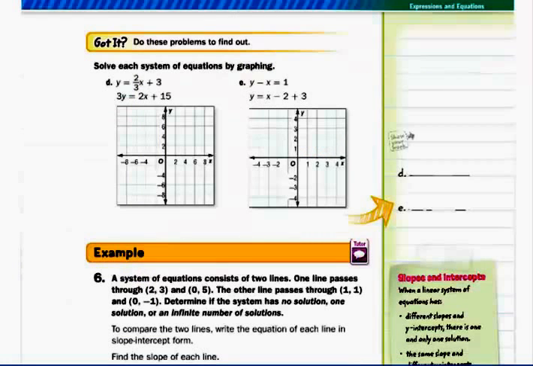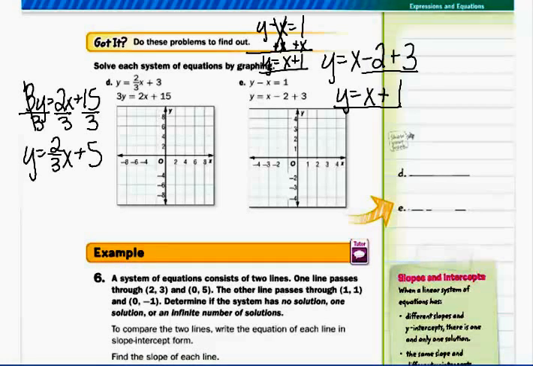Okay, I want you to practice with D and E. Practice graphing both of those. Tell me how many solutions. Could have one if they cross at one point. No solution or infinitely many. Try those, please.